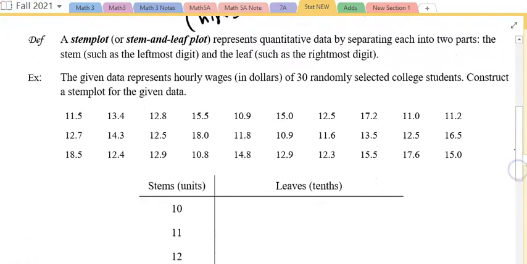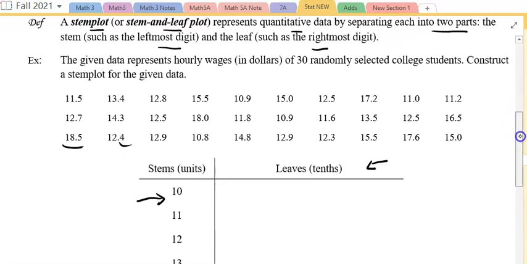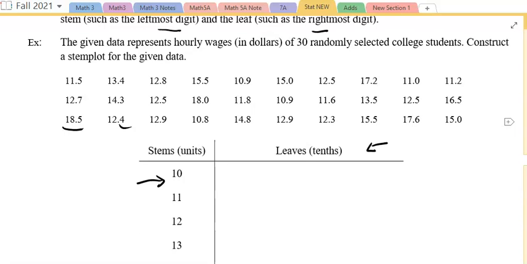Stem and leaf is another way of presenting data. That's something that helps you a lot with sorting different types of data. A stem plot or stem and leaf plot represents quantitative data by separating them into two parts. These are in the tens, so they put the tens right there, and the decimals right there. The stem is the leftmost digit, and the right is another digit. That's really how you break data apart to separate values and look at distributions.